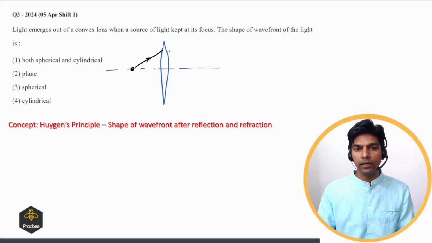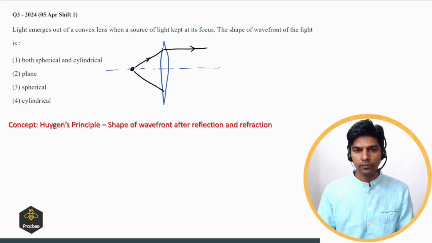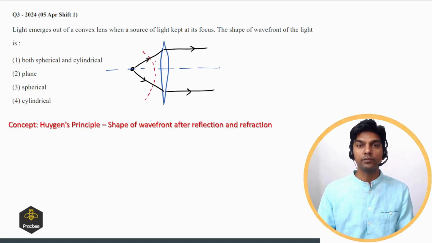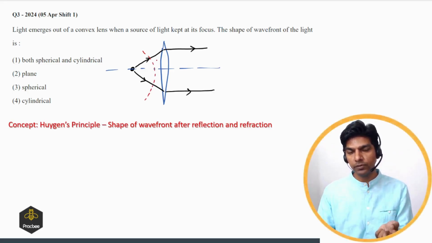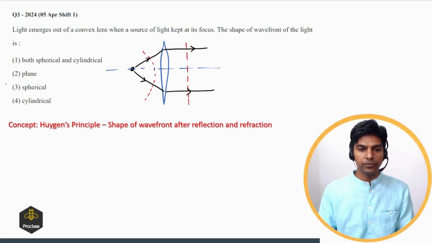This is the incident ray, and after passing through the lens, the rays will become parallel to the principal axis because it will get converged, right? So we can say the incident wavefront will be spherical in nature, right? Why will it be spherical? Because the wavefront is always perpendicular to the rays, and the emergent wavefront will be planar in nature, right? So the shape of the wavefront of light is nothing but plane, right? It will be a planar wavefront.